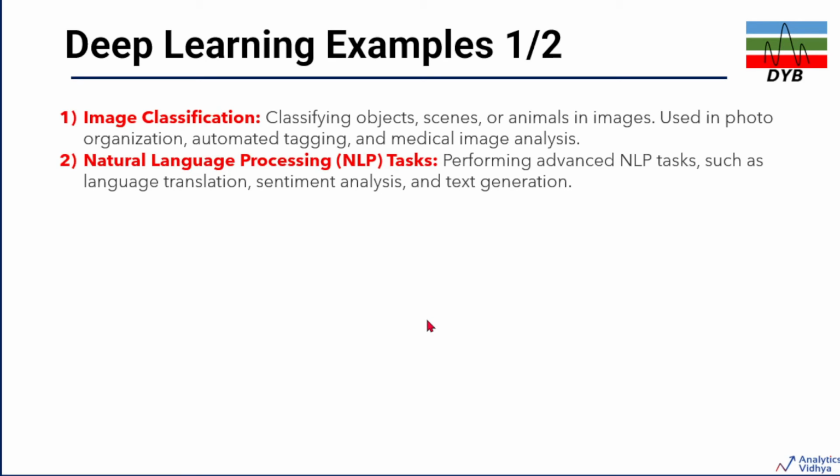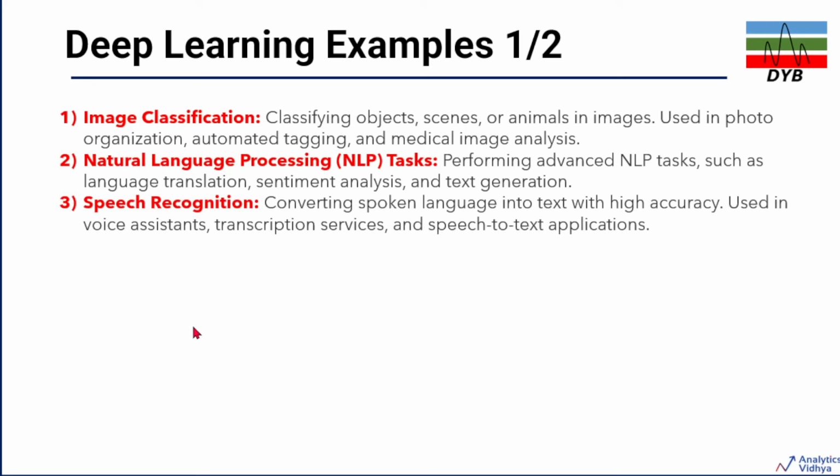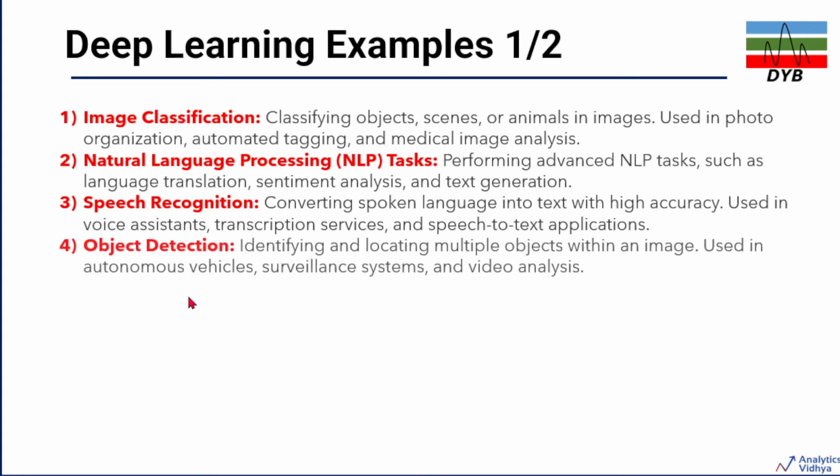Natural language processing performs advanced NLP tasks such as language translation and sentiment analysis. Even in some newer applications, when you're talking, it will analyze whether you're talking rightly or wrongly. Speech recognition is also used in voice assistants, transcription services, and speech-to-text applications.